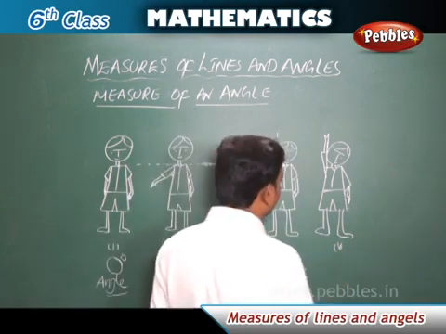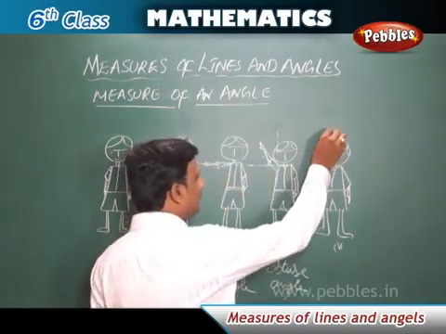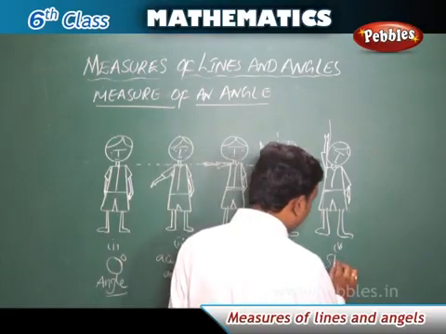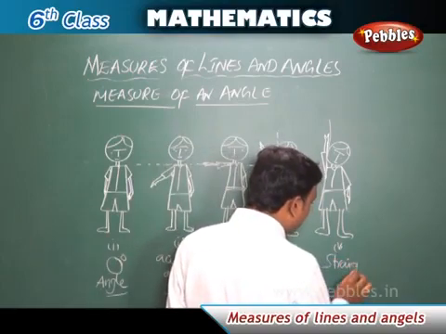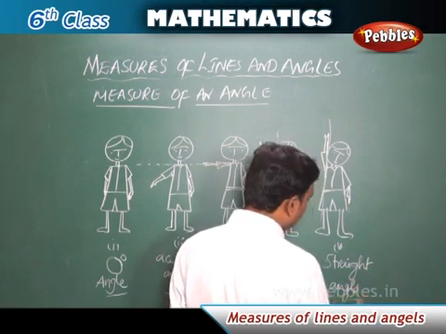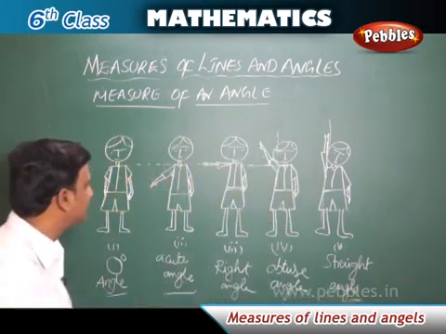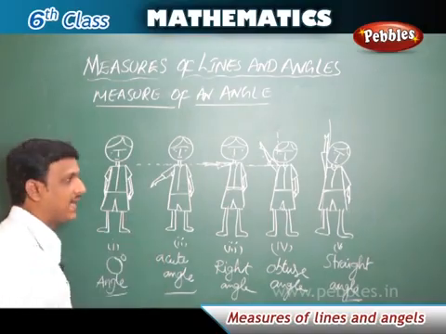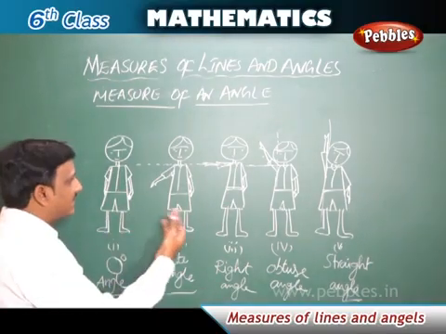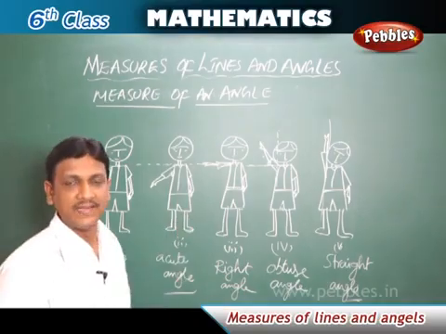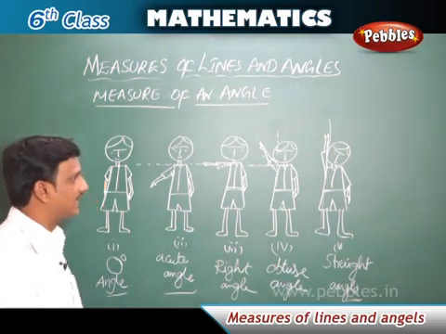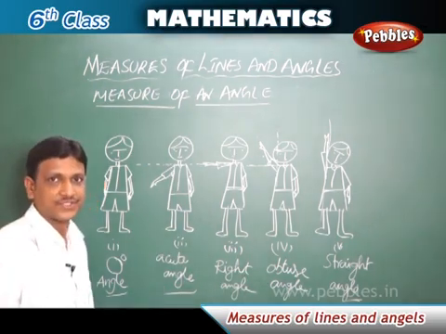And the last one. Here in the last picture, the boy has raised his hand completely up. You can draw a straight line. So this angle is called a straight angle. So here we see the boy, the same hand, but as the position of the hand changes, even the kind of angle is also changing. Here we can observe the change of angle at different positions.